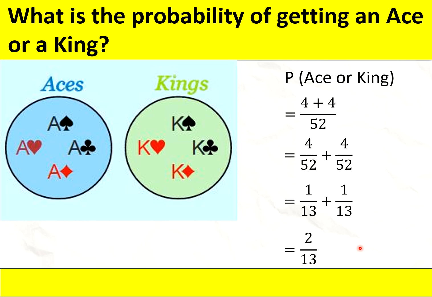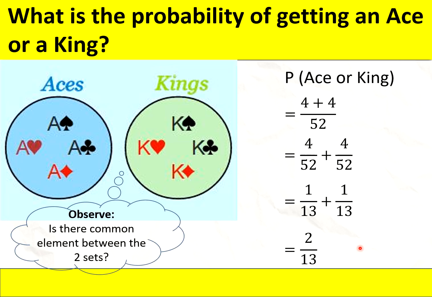For this case, I would like all of you to observe: is there a common element between the two sets? Over here you notice that there is no intersection. This means that adding the two probabilities is straightforward. If I just want to find the probability of an ace or a king, I can simply add the two probabilities. This can be done because there is no common element, there is no intersection over here.